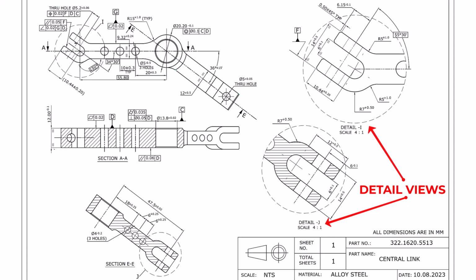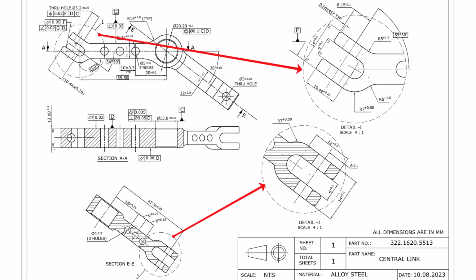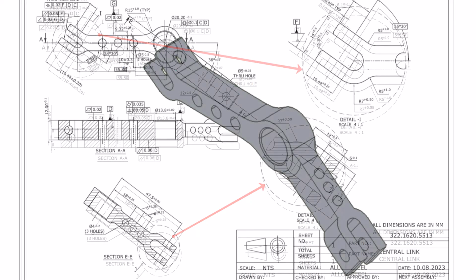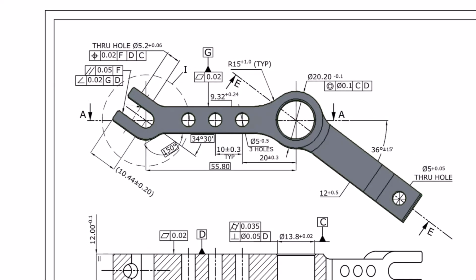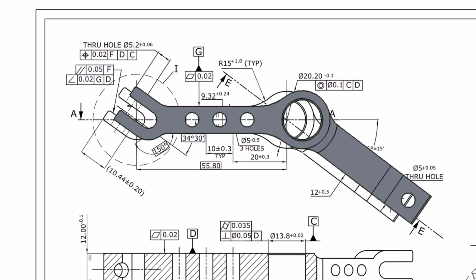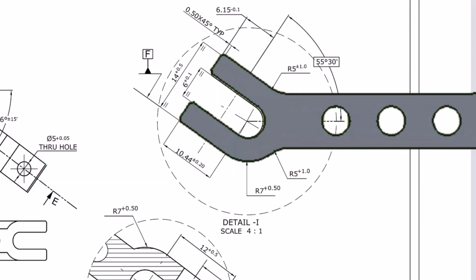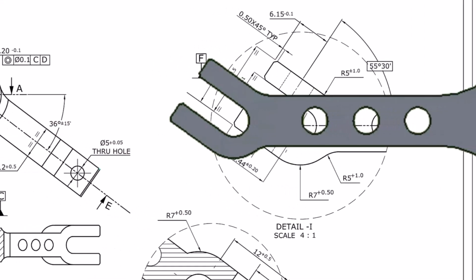Think of it as using the zoom function on your mobile phone. You don't enlarge the entire photograph, you zoom into the region that matters. That's exactly what a detail view does. It enlarges a small area so that dimensions, radii, chamfers, grooves, and other fine features can be communicated without confusion.